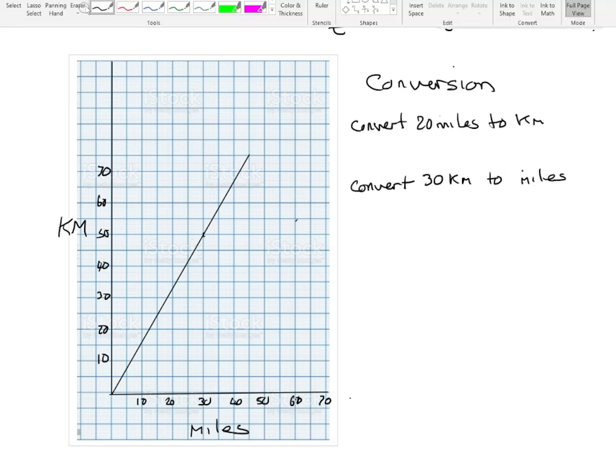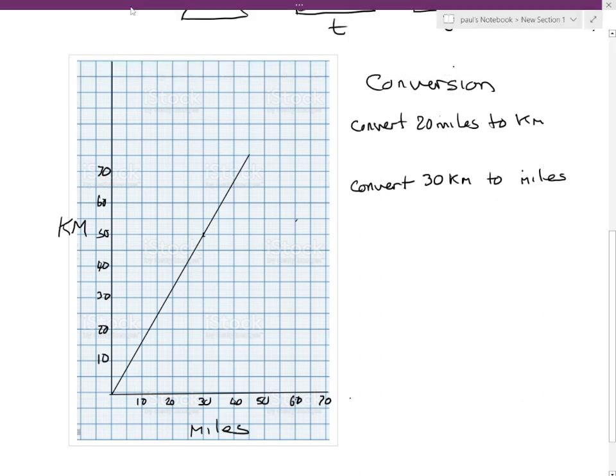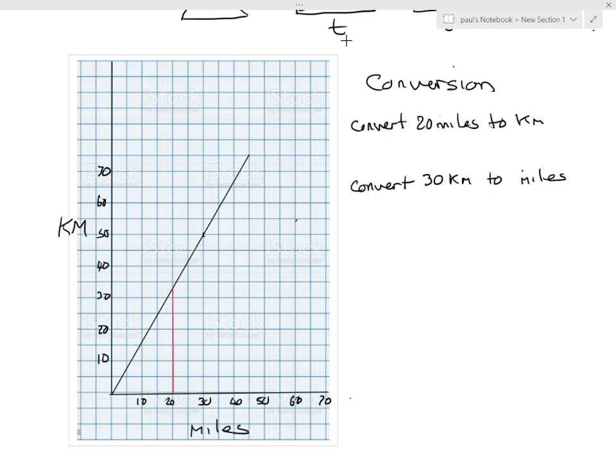Right, so all you need to do is, we'll do the first one, which is the 20 miles. Find out where 20 miles is, go straight up to the line. Once you get to the line, go left and take a reading there, which is about 34, I think. We'll do that, 34. So we'll do 34 kilometers.